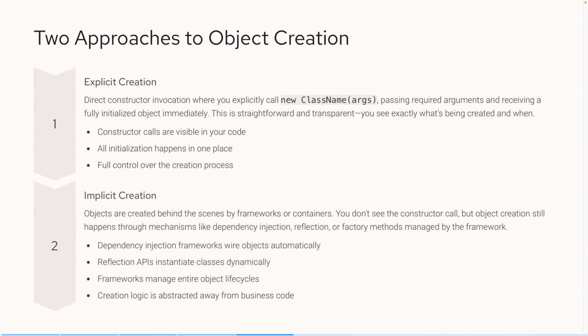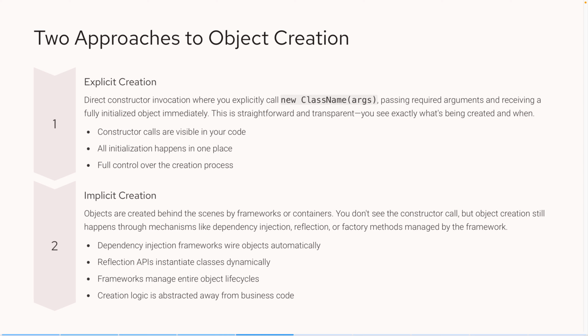So next comes the two approaches of creation. Normally when you are trying to create an object, there are two approaches. One is explicit. Explicit means direct constructor. You will call new class and pass all the arguments. After receiving those arguments, it will create a fully initialized object. This is a straightforward and direct thing.